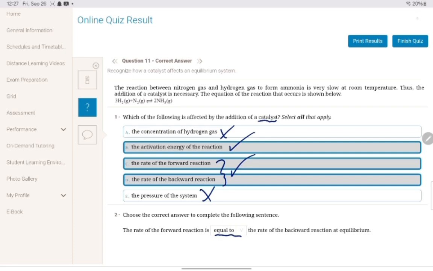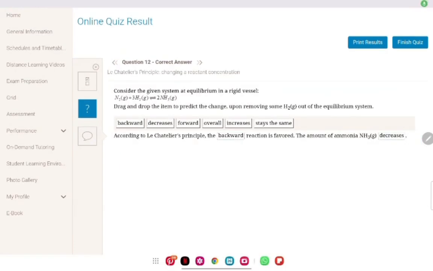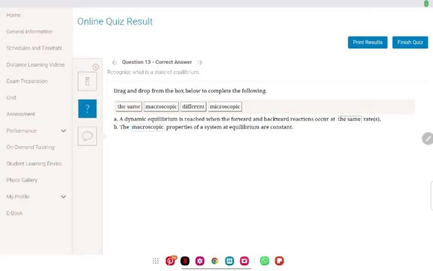It's just memorizing. Okay, so here they're saying if they remove H2, the system will try and increase the amount of H2. So if they want to increase the amount of H2, you're obviously going to move backwards. So that's why the backward reaction is favored, and the amount of ammonia, which is NH3, will decrease because it's giving it here, which will make reactants increase and products decrease. That's why this decreases.